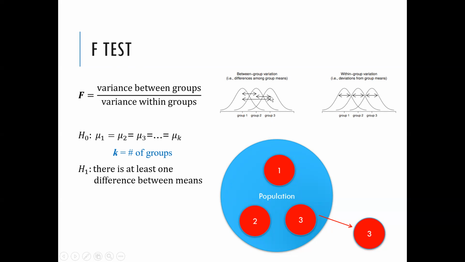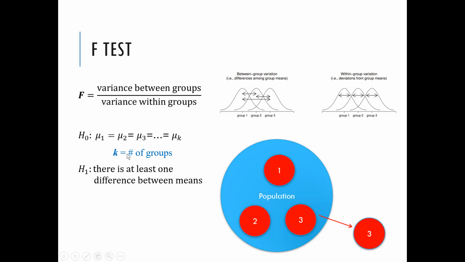So the between group variation is the differences among the group means. So we're comparing the means for group 1, 2, and 3. The within group variation is just the deviations from the group means. So observations within group 1 compared to the group mean, and then we do the same thing for group 2 and group 3. And that's the within group variation.